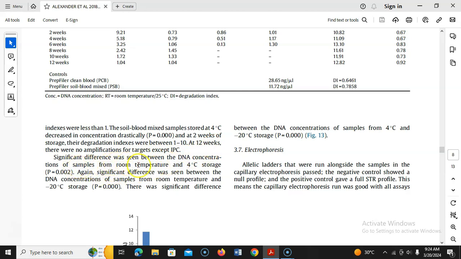Significant difference was seen between the DNA concentrations of samples from room temperature and 4 degrees Celsius storage. Again, significant difference was seen between the DNA concentrations of samples from room temperature and minus 20 degrees Celsius storage. There was significant difference between the DNA concentrations of samples from 4 degrees Celsius and minus 20 degrees Celsius storage.